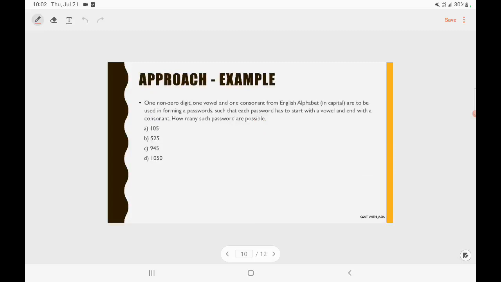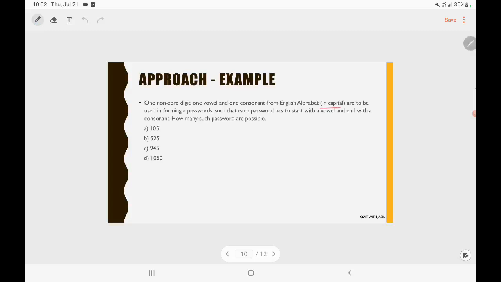So I have already told you about the 4-step approach, right? So here we will use that. So first you need to read the question very carefully. So let's read the question. One non-zero digit, one vowel and one consonant from English alphabet in capital.